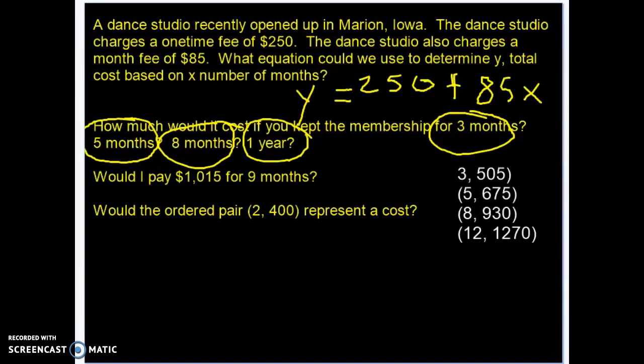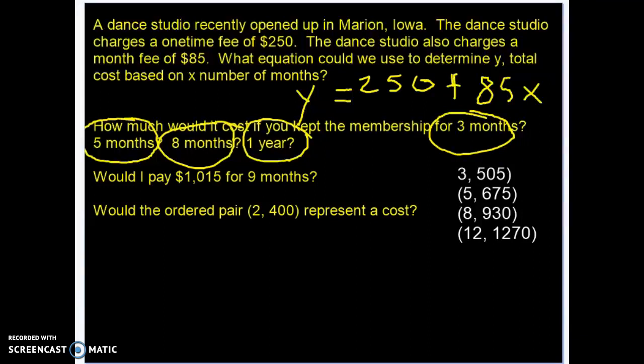So your ordered pairs should have been 3, comma, 505, which means after 3 months you've paid a total of $505. Your next one for 5 months would have been 5, comma, 675. So after 5 months you've paid a total of $675. After 8 months you've paid $930. And then your last ordered pair would be 12, comma, 1,270, meaning after 12 months, in total, you've paid $1,270.